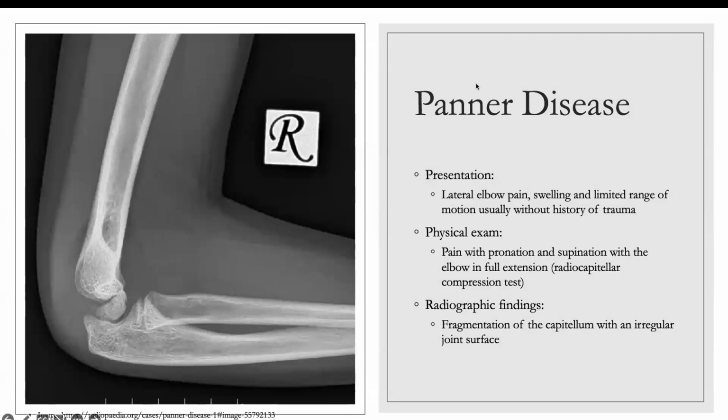On presentation, these kids are going to have significant lateral elbow pain, swelling, and limited range of motion, but they're not going to have that pop sound. There's not going to be a history of trauma. It's not going to be a sudden impact. They're going to have pain with pronation and supination at the elbow, with the elbow in full extension, and that's going to be called your radiocapitellar compression test. And then the findings are going to show fragmentation at that capitellum with an irregular joint surface.